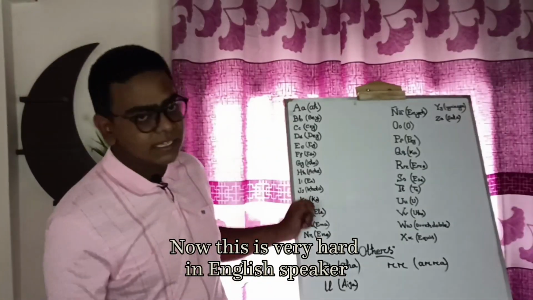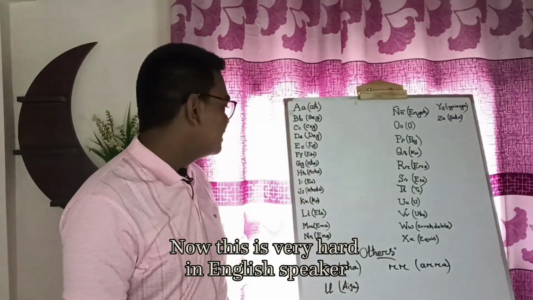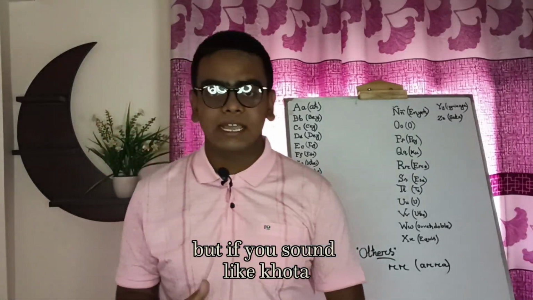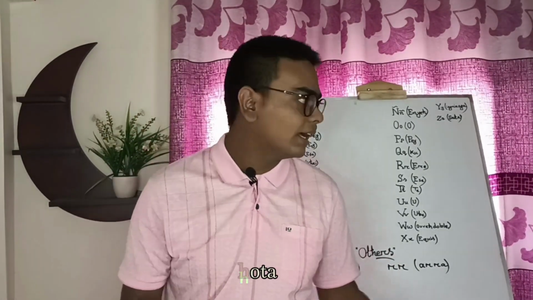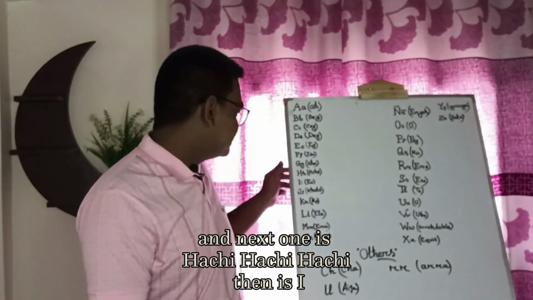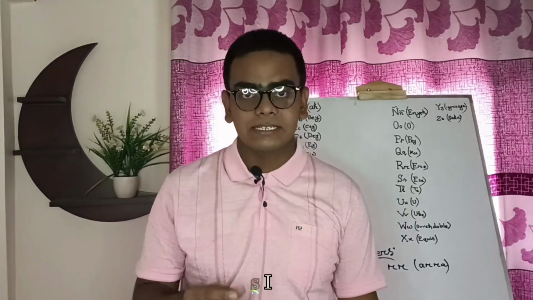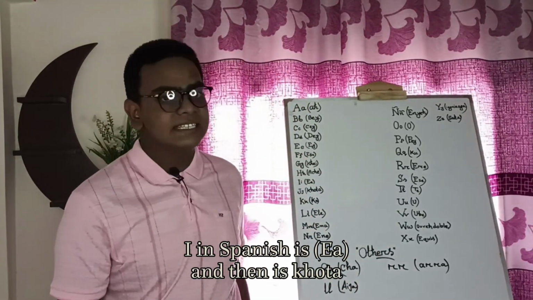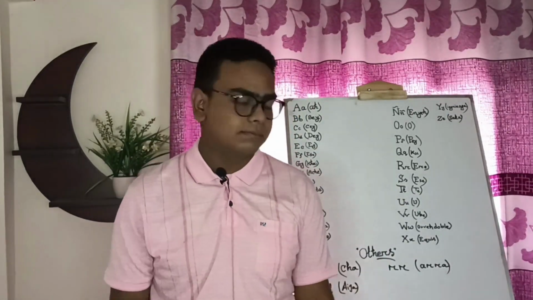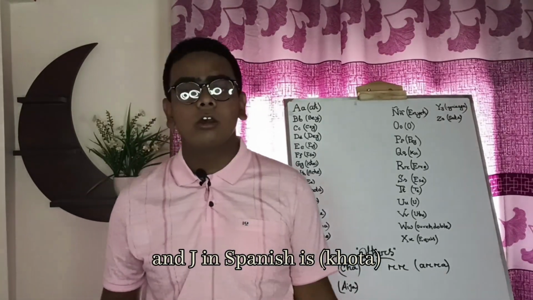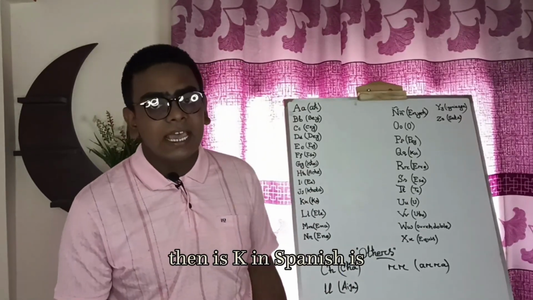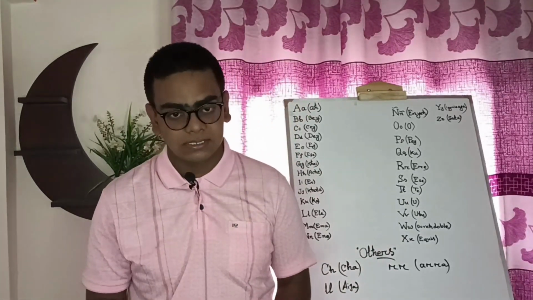Now this is very hard for an English speaker, but it sounds like jota. And the next one is H. Then is I, in Spanish is A. Then is jota, and J in Spanish is jota. Then is K in Spanish is ja.